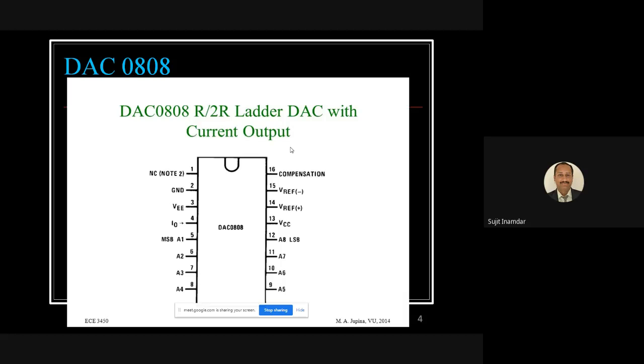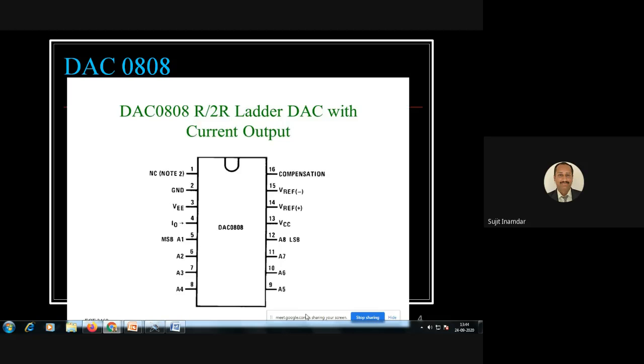So this is the pinout diagram. I hope all of you have drawn it yesterday. It is a 16 pin IC. It has A1 to A8, 8 inputs, that is digital input. Pin number 4 is configured as IO, that is output current. So the DAC is giving the output in terms of current and not voltage, which is the normal case in every device we have seen till now.